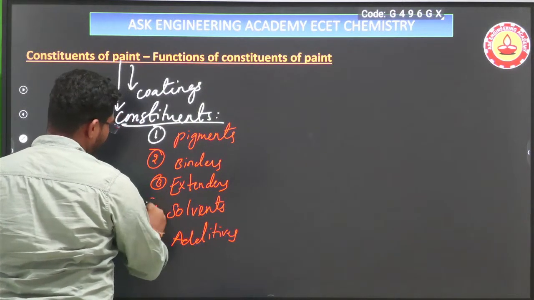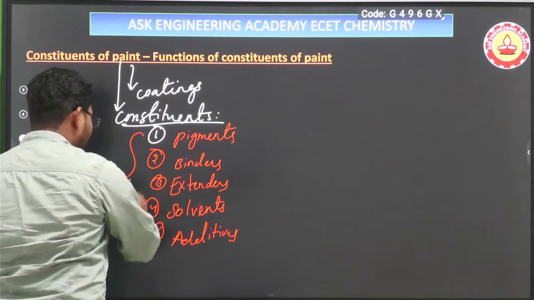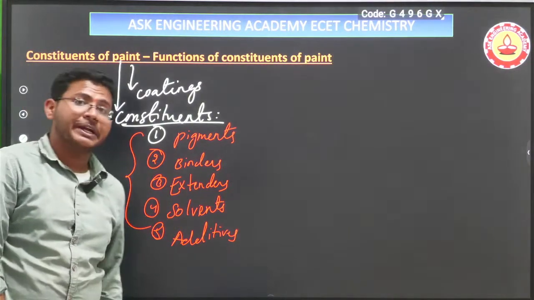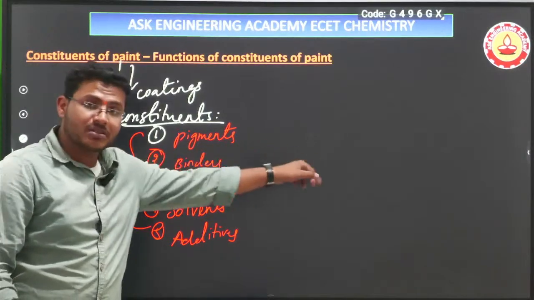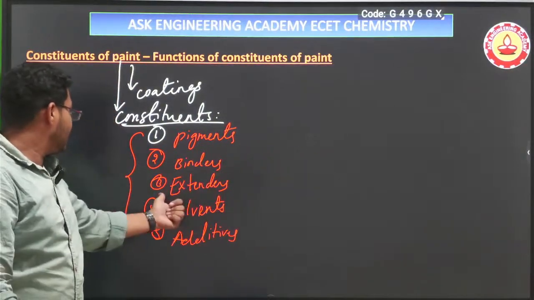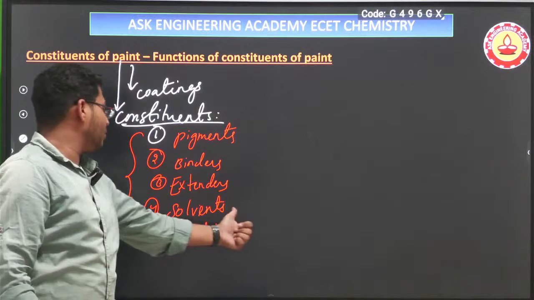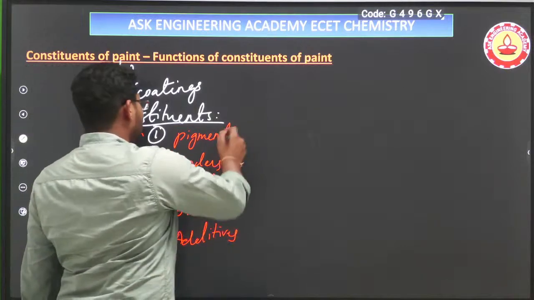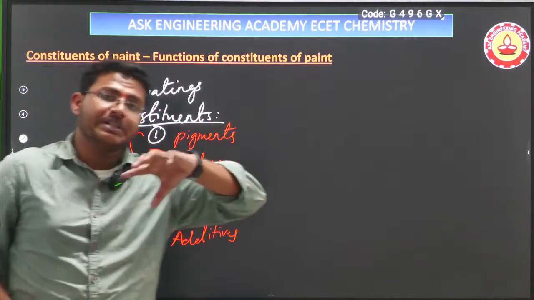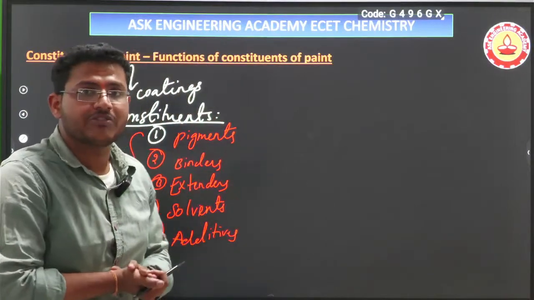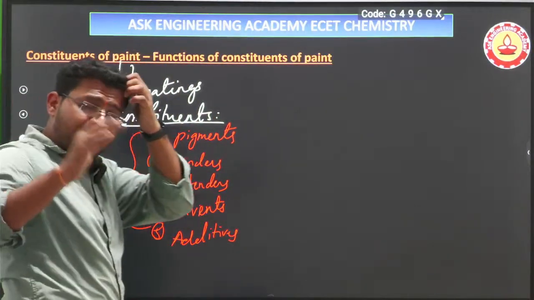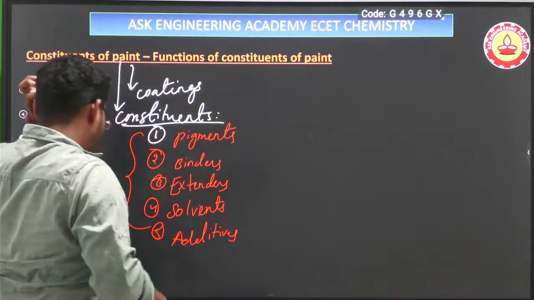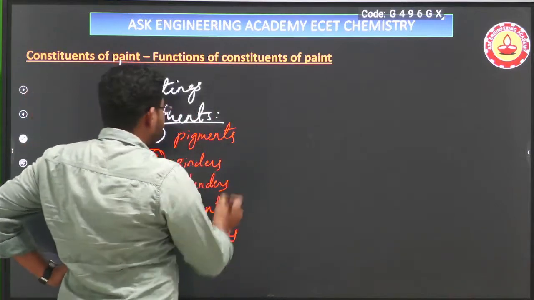3, 4, 5. These are the 4 components generally a paint is made up of. First component is pigments, second binders, third extenders, fourth solvents and additives. Each and every component has a specific role in preventing the metal from corrosion. So first, for example, pigments.